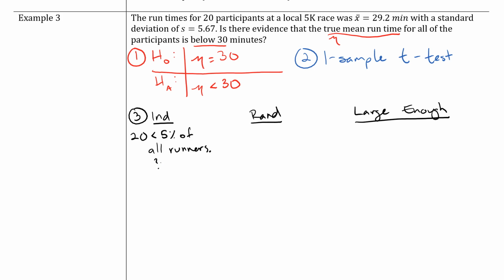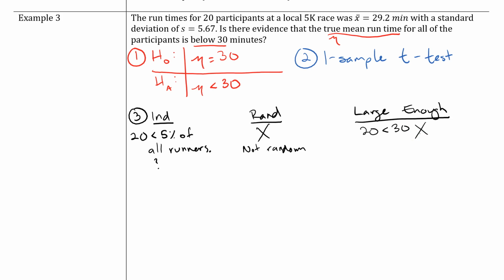What about random? It actually doesn't state. So this one is also kind of failing. Not necessarily random. What about large enough? This one also looks like it fails as well, because we have only 20. And remember, for means, we need at least 30, and since we're smaller than that, we fail that one.